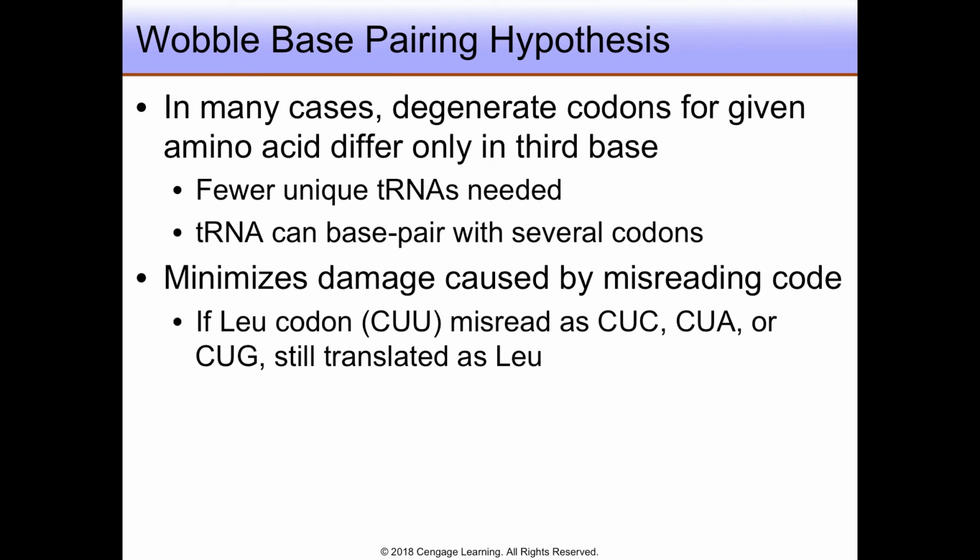Let's remind ourselves of the benefits of the degenerate code and the wobble hypothesis. It means that we need fewer unique tRNAs, and that misreads of the code will not necessarily result in mutations that damage the cell or organism.